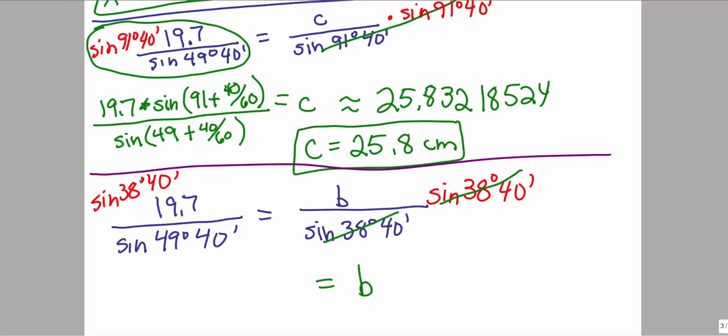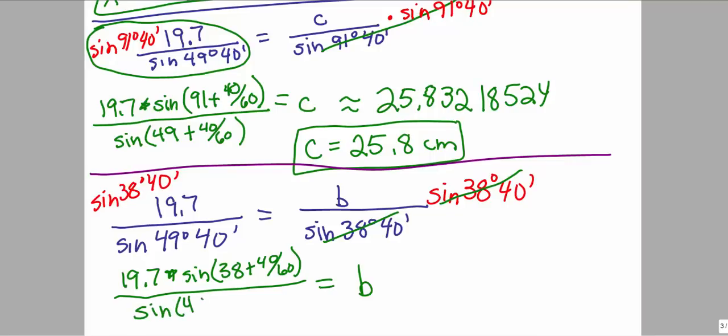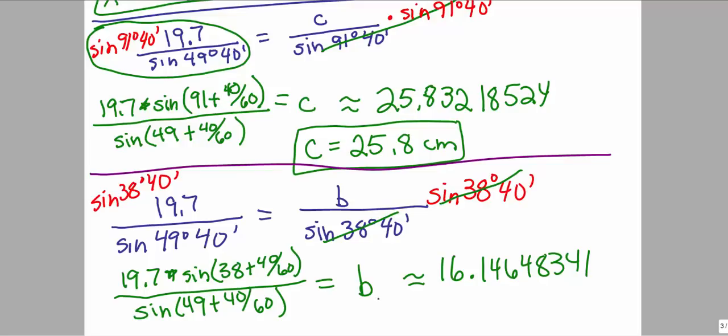And we're going to put all of this into our calculator once again, and we're going to make sure that we convert to decimal degrees as we do that. So we're going to multiply 19.7 times sine 38 plus 40 divided by 60, close parentheses. So we're going to let our calculator convert to decimal degrees while it calculates the sine value. And we're going to divide once again by sine of 49 plus 40 divided by 60 minutes. And we're going to put all that into our calculator, and we get 16.14648341. And I'm going to round to the nearest tenth again. So we'll say that B is approximately 16.1 centimeters.